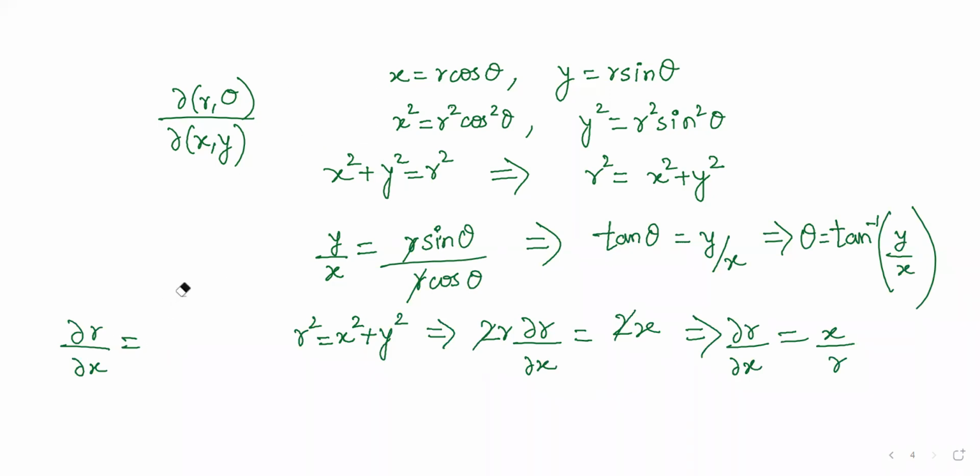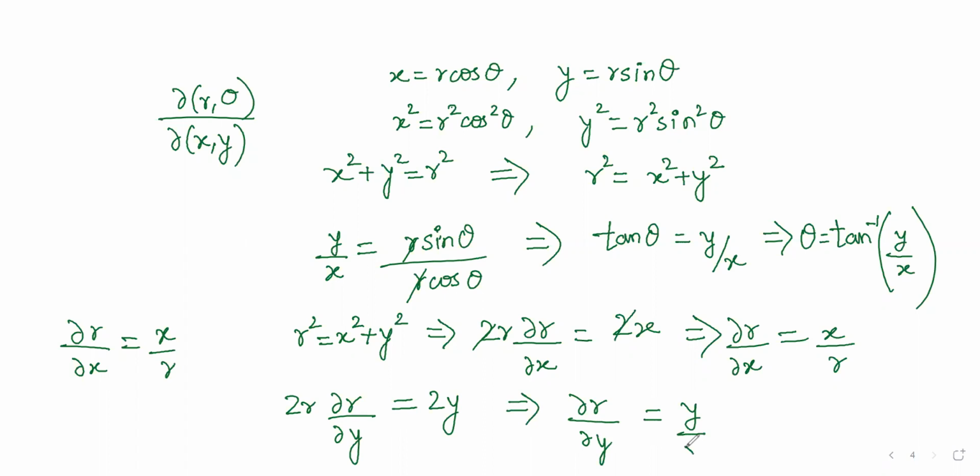So we get delta r by delta x is equal to x by r, and similarly we differentiate this equation with respect to y, so we get 2r delta r by delta y is equal to 2y. That means delta r by delta y is equal to y by r. So we have got delta r by delta y as well, which is y by r.